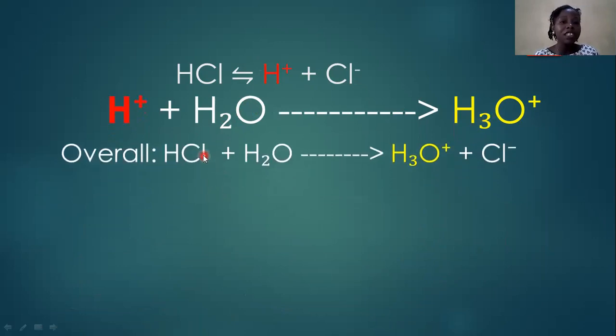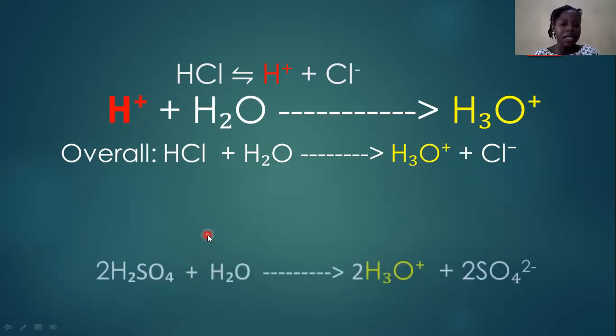The overall reaction is that hydrochloric acid combines with water to give you hydronium ion, or what is called oxonium ion in some textbooks, and Cl minus. This is the overall reaction. An acid dissolved in water gives you hydronium ion as the only positive ion. Did you get that now? So an acid is a substance which, when dissolved in water, produces hydronium ion as the only positive ion.